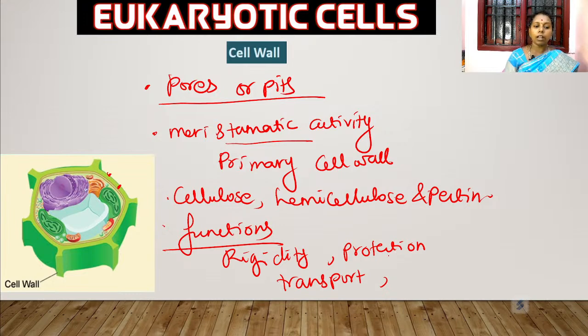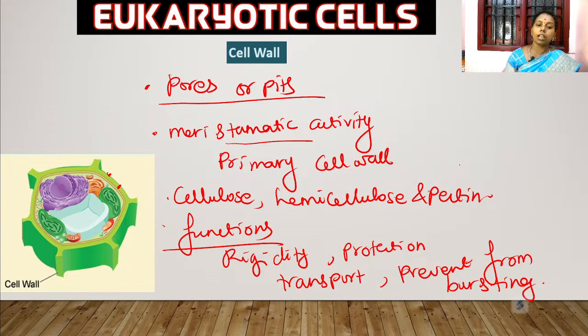So, all these are the functions of the cell wall: preventing bursting, maintaining the shape. So you have various shapes in cells, na? All that is maintained because of the cell wall only. I hope you are clear with the cell wall.